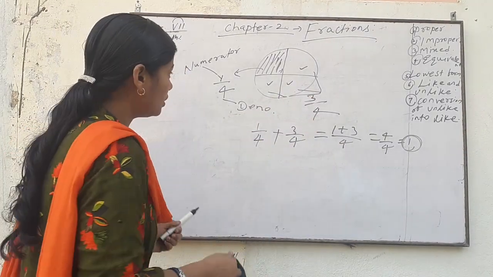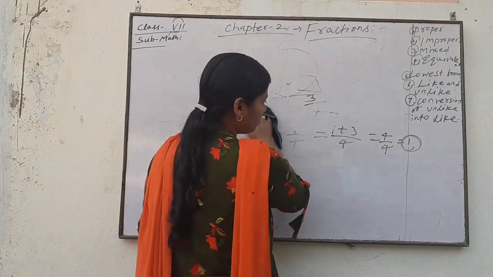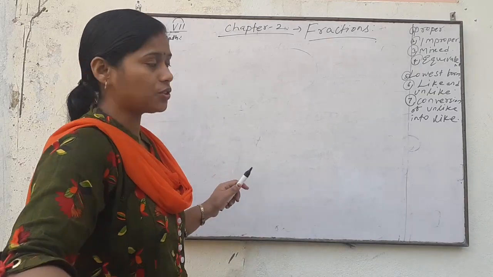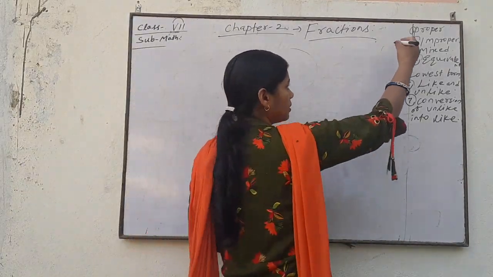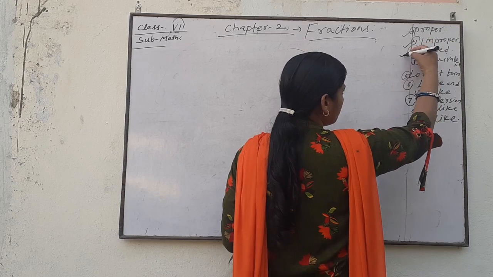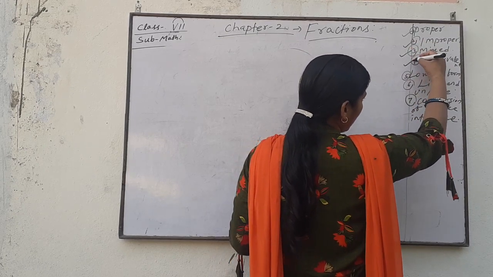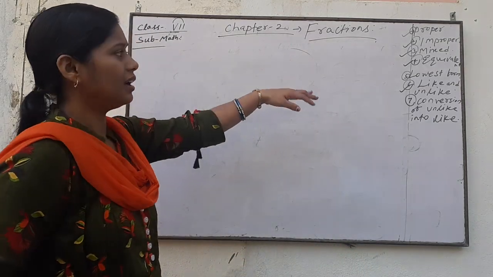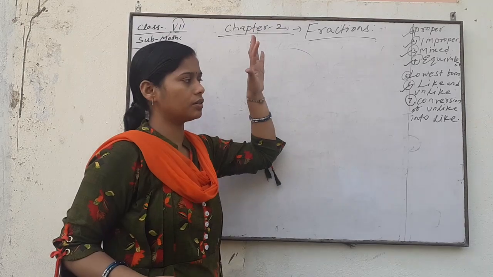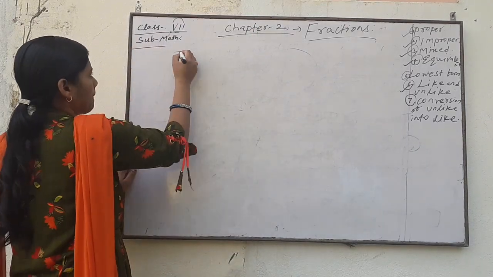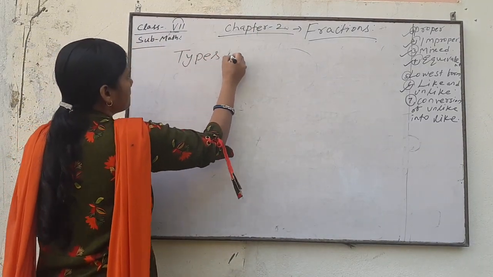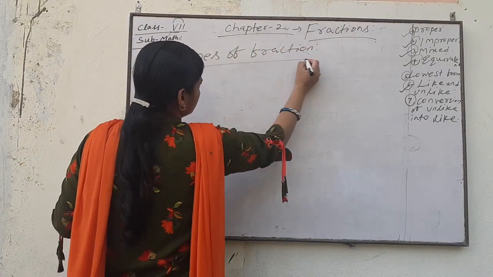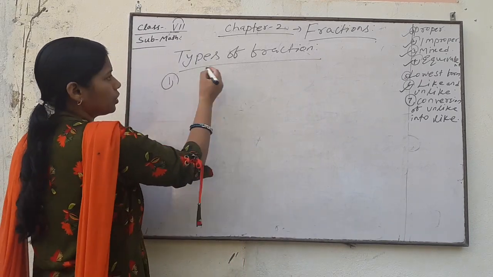Now we'll discuss about your types of fraction. There are many types of fraction. One is your proper, second improper, third mixed, fourth your equivalent, and then like, and then unlike. In this way, now we'll discuss about your types of fraction. So first is your proper fraction.